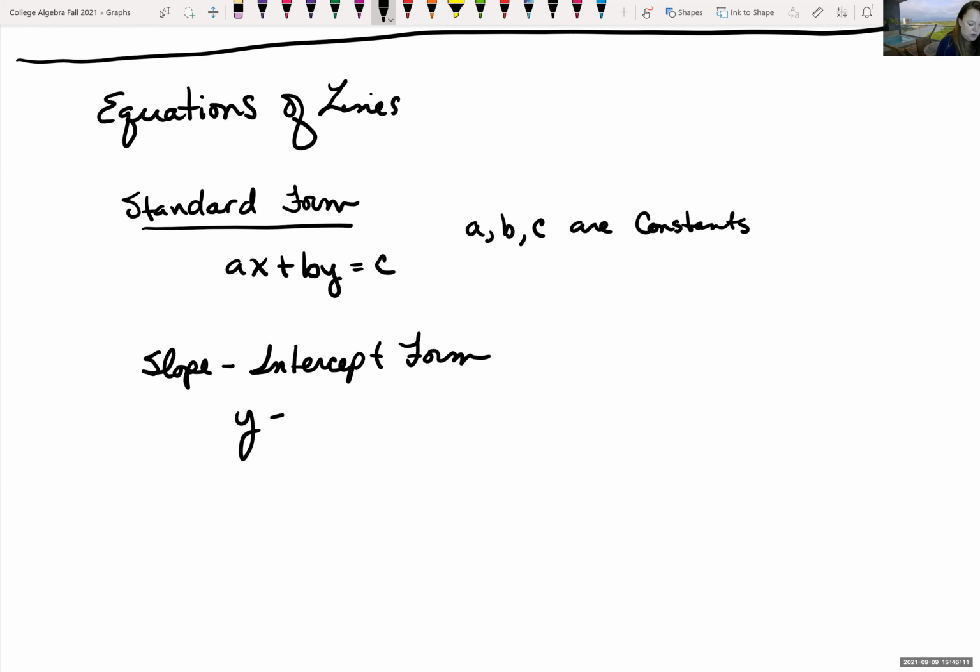And this is y equals mx plus b. This is the form I prefer just because it helps us with graphing things. M is equal to our slope. And our value b equals our y-intercept.